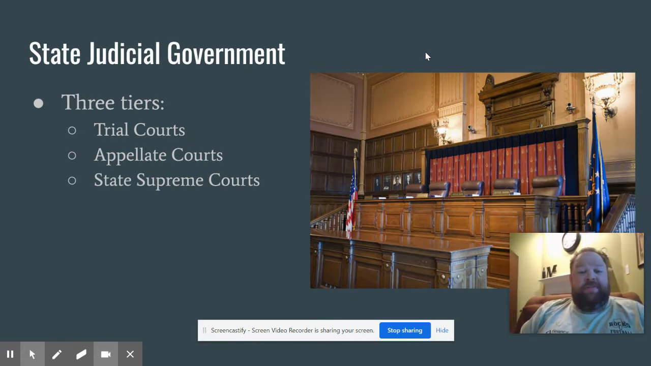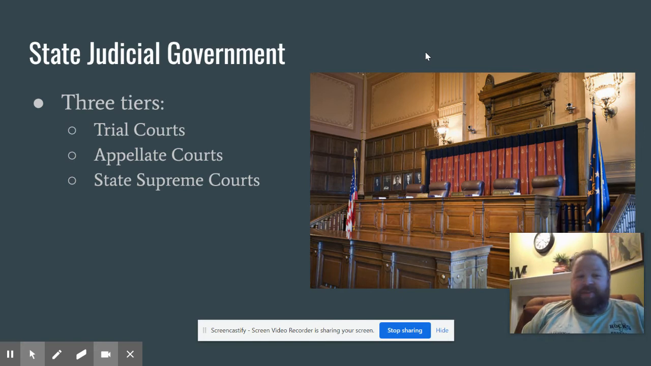Similar to the federal judicial government, there's three tiers. For states, there's trial courts, which is the lowest tier. You have the appellate courts, which are the middle tier, and then the state supreme courts, which are the Mac Daddy of courts in the states.